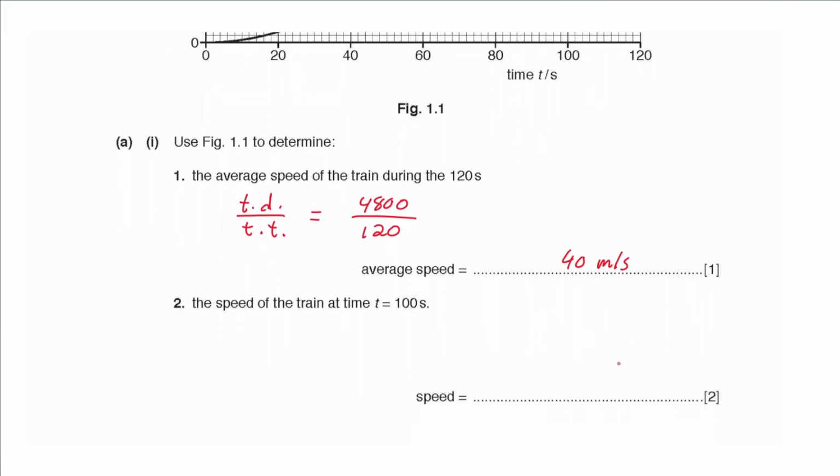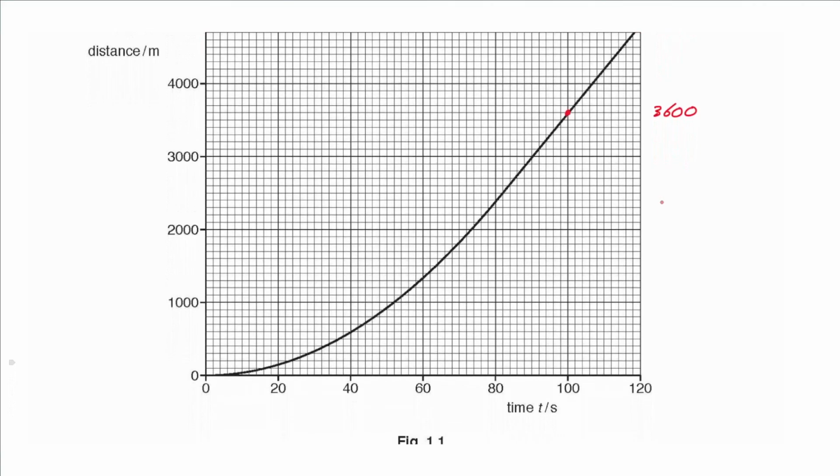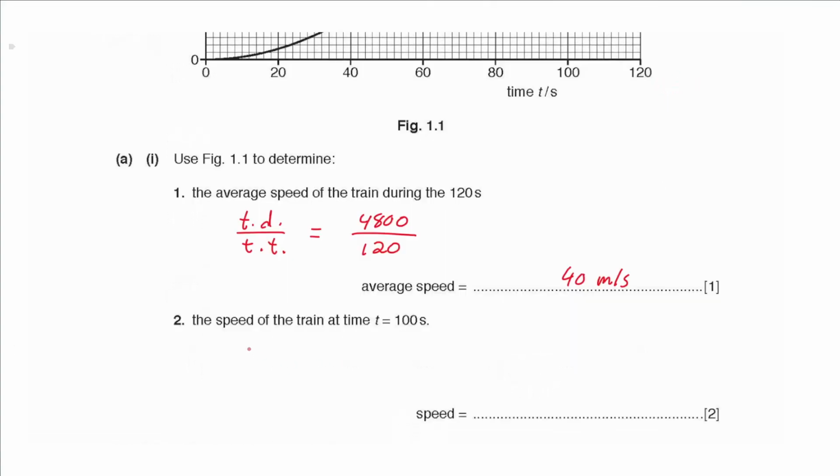And part 2 requires the speed of the train at time 100 seconds. At 100 seconds, the graph is a straight line, so we use the gradient of the line to get the speed. For example, we can use this point and the point at the end. So we have coordinates y2 is 4,800 and y1 is 3,600. For point 2, the x coordinate is 120 and x1 is 100. First, we write that the speed is equal to the gradient, and then we substitute y2 minus y1, 4,800 minus 3,600, over x2 minus x1, 120 minus 100. That gives an answer of 60 meters per second.